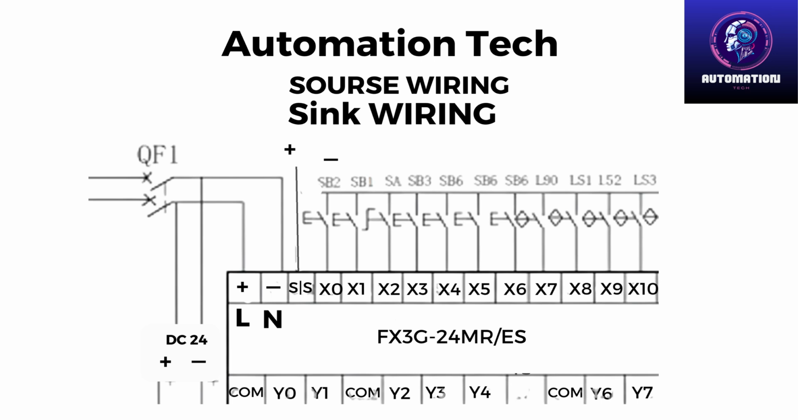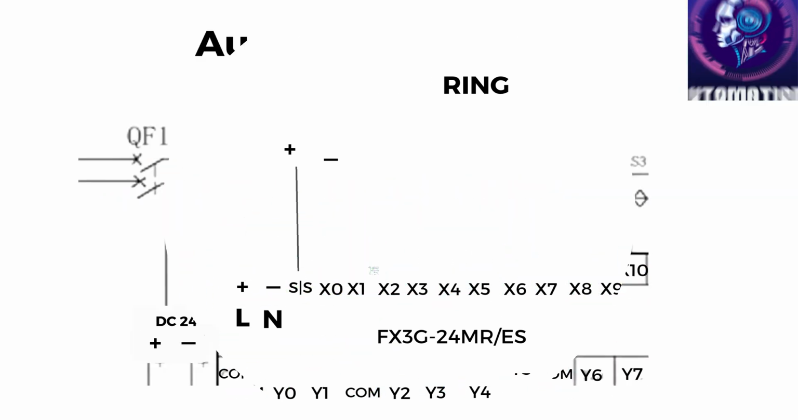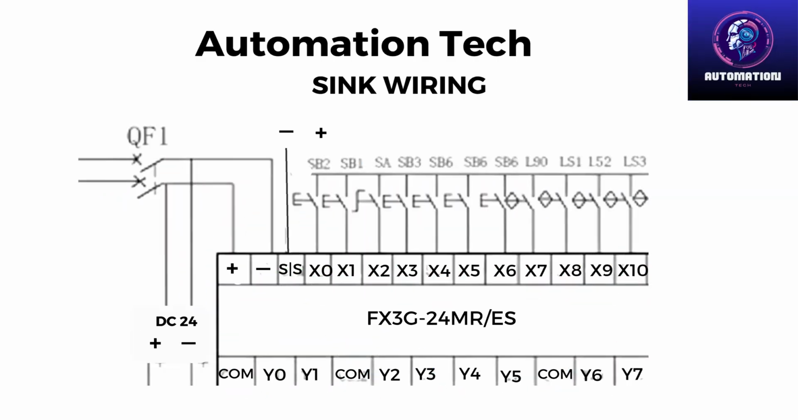The PLC input side can be connected in two wiring types, source and sink. In source type wiring, all input devices like push buttons and sensors give a negative signal, and the SS point is positive. In sink type wiring, it's the opposite. All input devices give a positive signal, and the SS point is negative. That's how the PLC detects the on or off status from inputs using sink and source wiring.